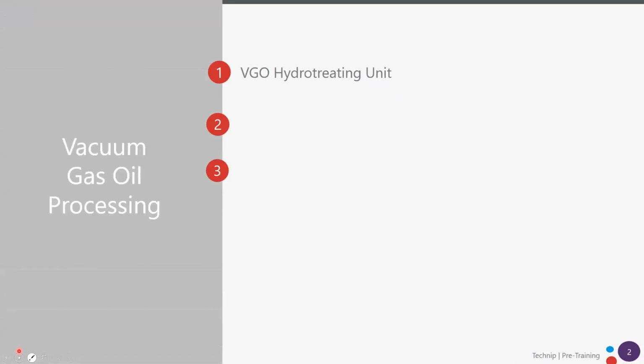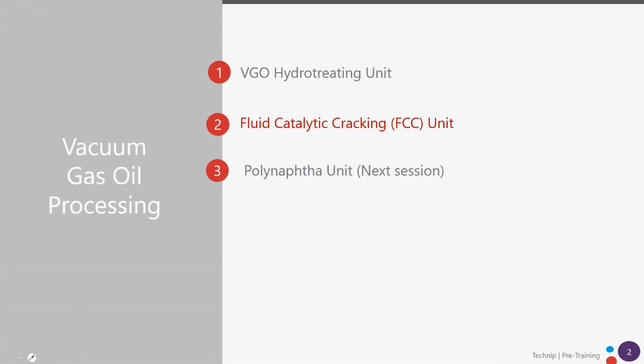As Ahmed said, last session we saw the vacuum gas oil hydrotreating unit. Today we will see the FCC unit, that is the fluid catalytic cracking unit. And next session we will see the polynaphtha unit.